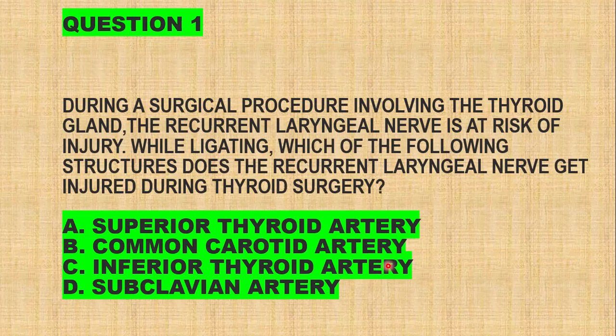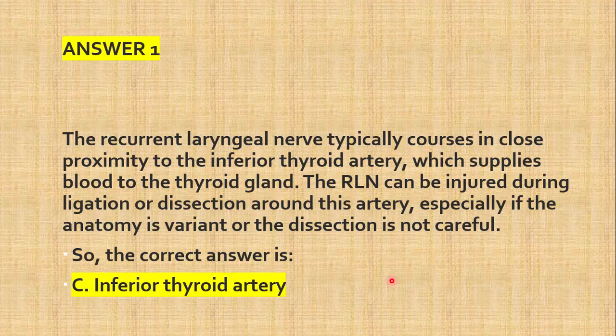Question 1. Let's go. During a surgical procedure involving the thyroid gland, the recurrent laryngeal nerve is at risk of injury. While ligating, which of the following structures is the recurrent laryngeal nerve injured near during thyroid surgery? The answer is the inferior thyroid artery. It has a close relationship with the inferior thyroid artery and is very susceptible to injury at this point. The answer is option C. Remember that injury to the recurrent laryngeal nerve can give dysphonia or other changes in the voice, particularly hoarseness. All right.